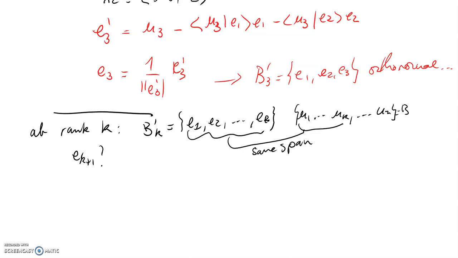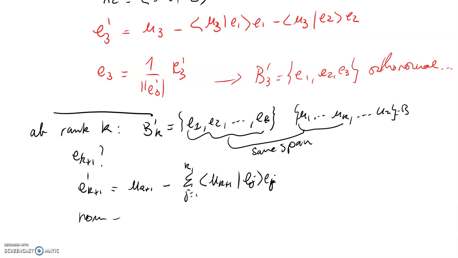And so you will get the same result, that E prime K plus 1 is going to be u K plus 1 minus, I'm going to subtract all the redundant information, being the scalar product of u K plus 1 with E J, for J equal to 1 to K, times E J. Then you can norm this vector and get the E K plus 1 orthogonal.